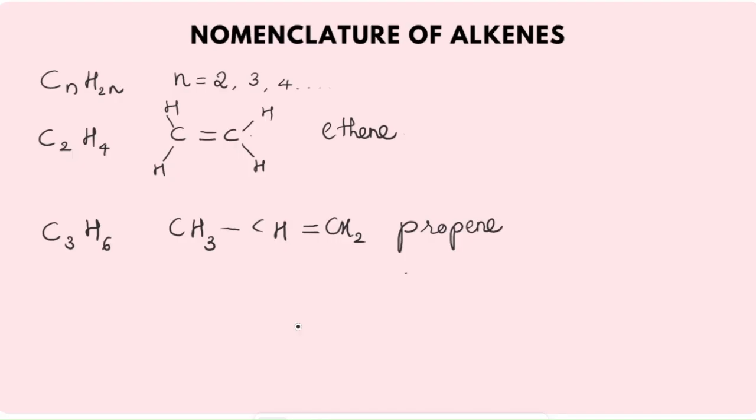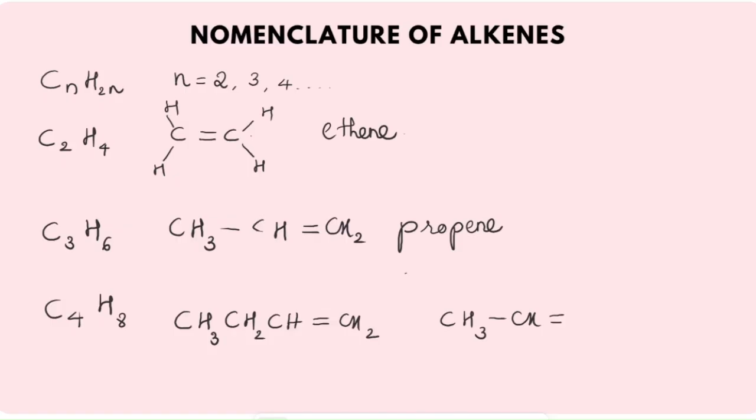Now, if there are 4 carbons, we have C4H8. That is the molecular formula. How can we write this molecule? We can write it in 2 different ways as shown here. You can see we can write like this, or we can even write like this. That means the position of the double bond is being changed.